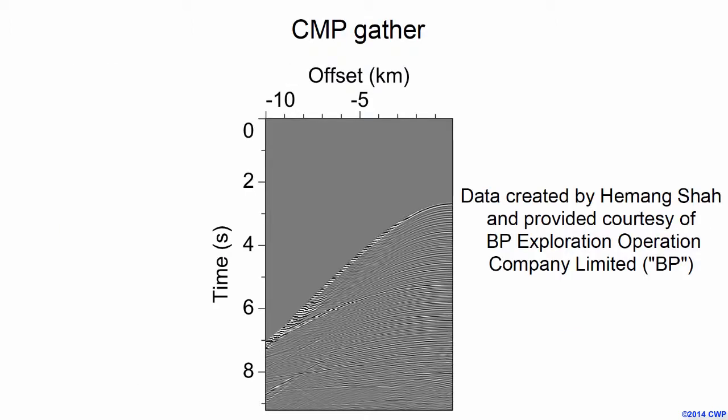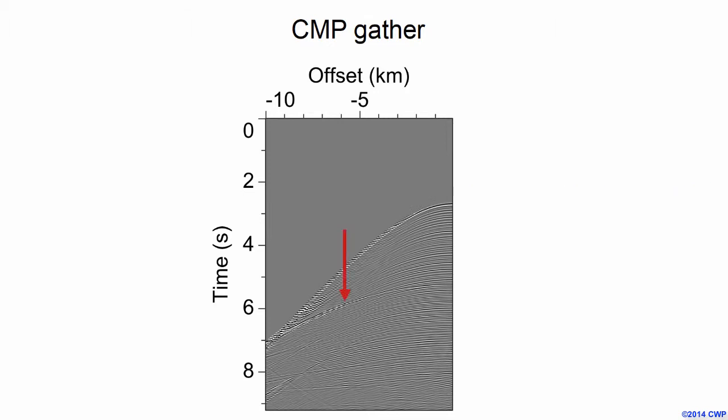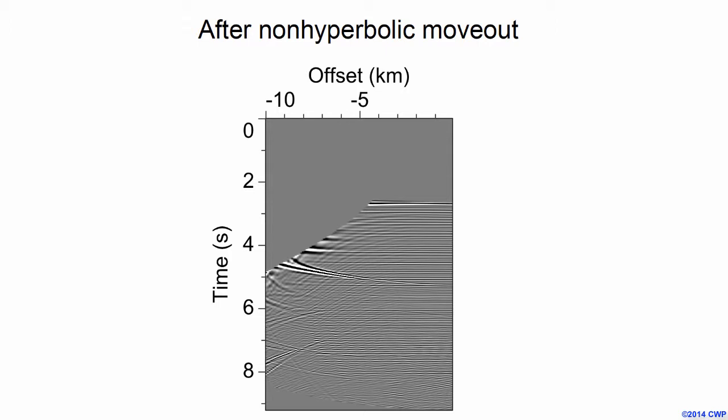So the CMP gather that I told you about is here, and you can still see an effect from the salt, as I'm pointing out here. So this is likely a reflection from the top of the salt. So there are still going to be some reflections that don't give us accurate estimates of VNMO and eta, which is what we're going for. So if we use the non-hyperbolic moveout equation, we can flatten this gather with parameters estimated using our method.